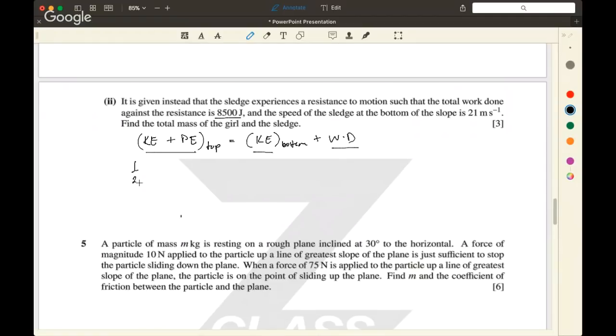So this would be 1/2 m v0 squared plus mgh is equal to 1/2 m v1 squared plus 8,500 joules. And again, we know everything except the mass. So we're given v1 at this point. So all we need to do, the only thing that's unknown is the mass. We know h, we know g, we know v0, we know v1, we know the work done, and we can find m.